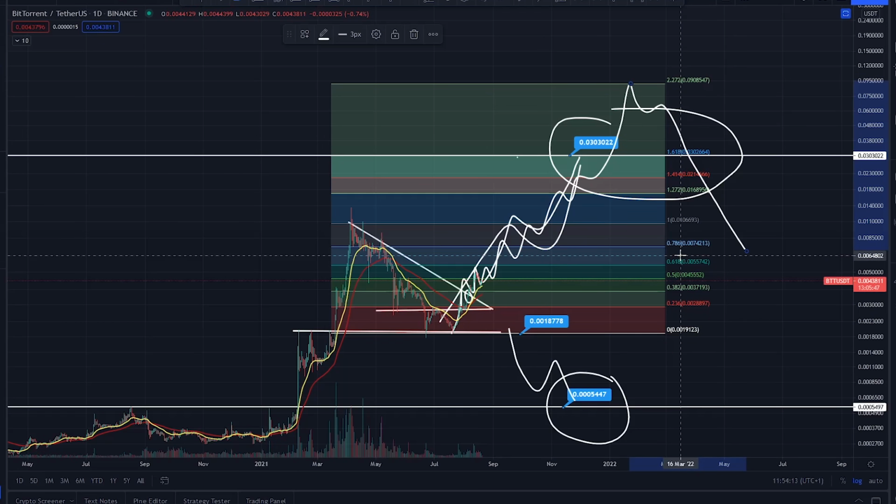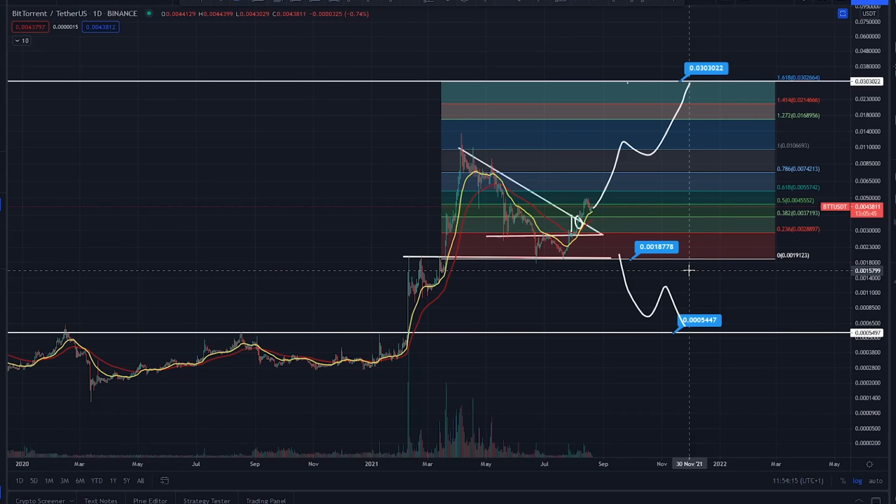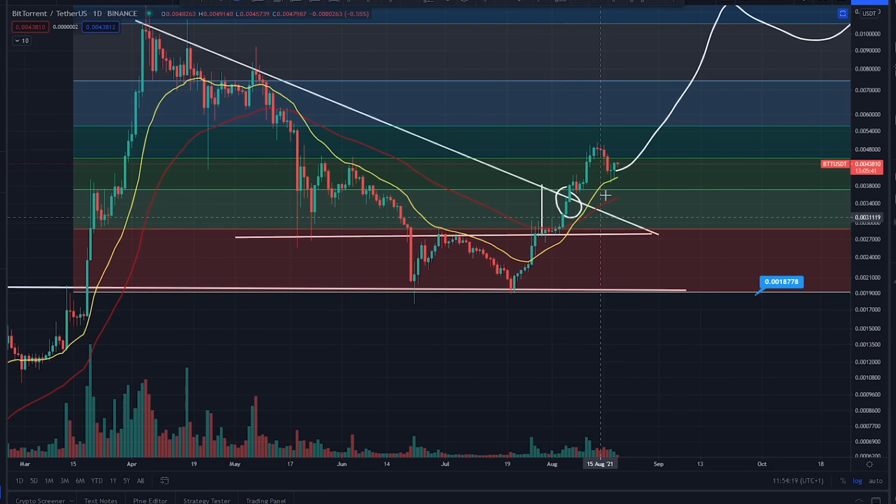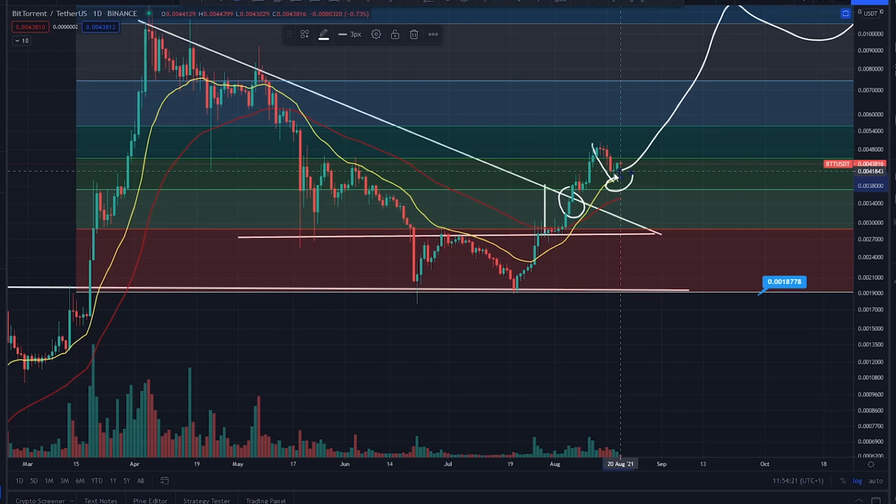It might happen, might not, but so far we're holding structural support, and we're looking for continuation by holding that support, because you can see over the past few days we've actually rolled down into the 20, and right now we're starting to pick up a little bit, so it's looking good.